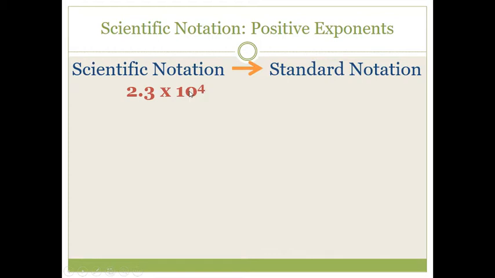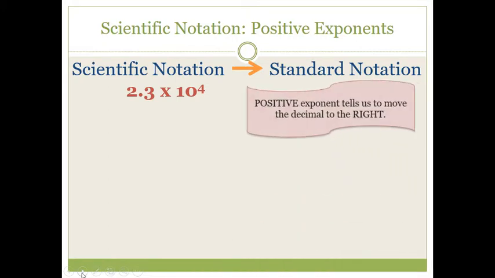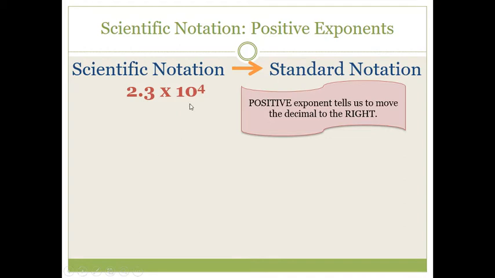So a 1 with 4 zeros behind it is 10,000. And then I'm taking 10,000 and multiplying it by 2.3. Well, 2.3 times 10,000 is going to give us 23,000. Right? So I already know what the answer is, but we know it's going to be a bigger number, right? Because we got a positive exponent. And positive exponents tell you to move the decimal to the right.